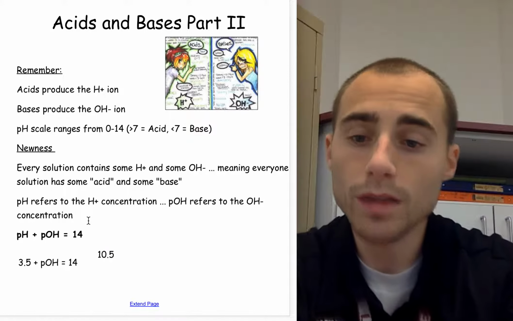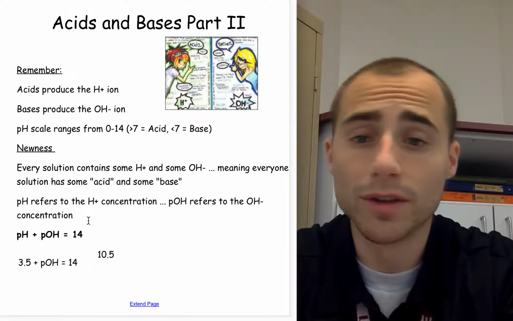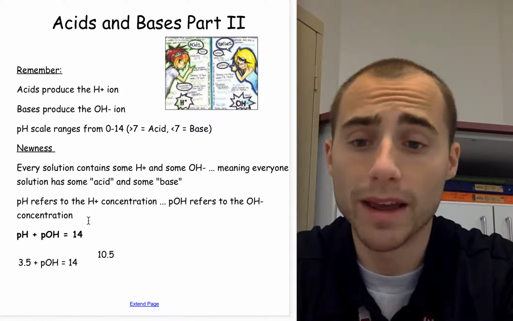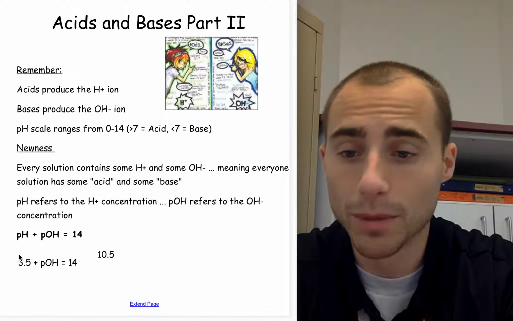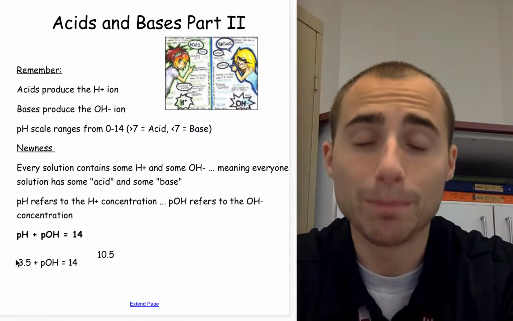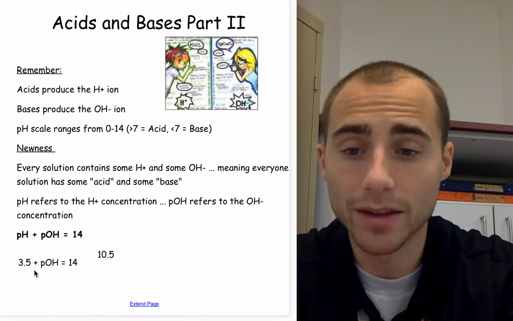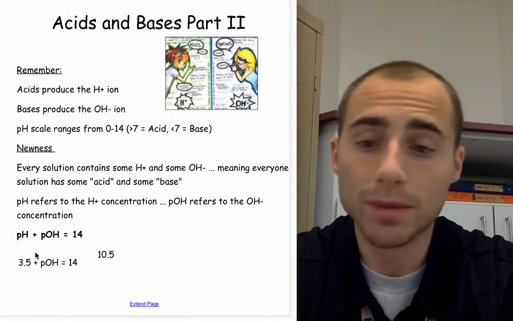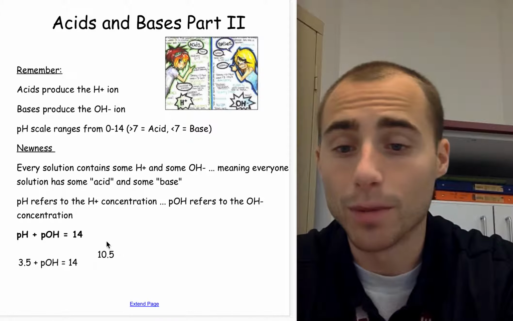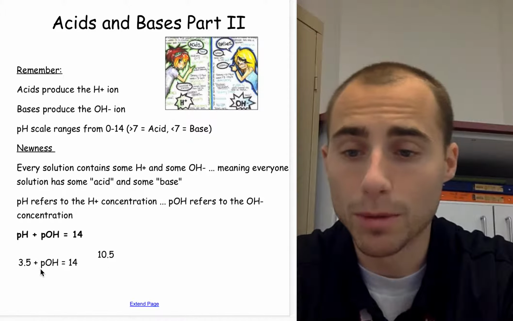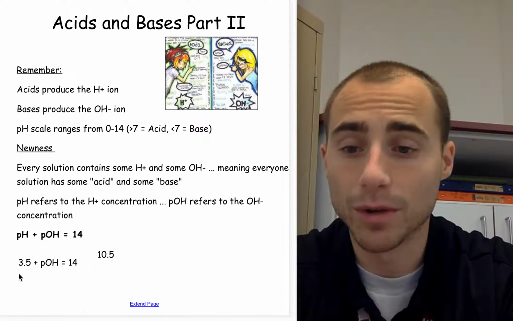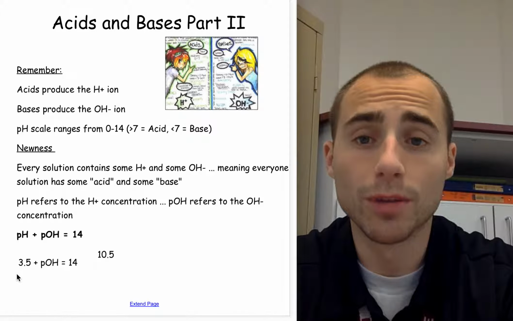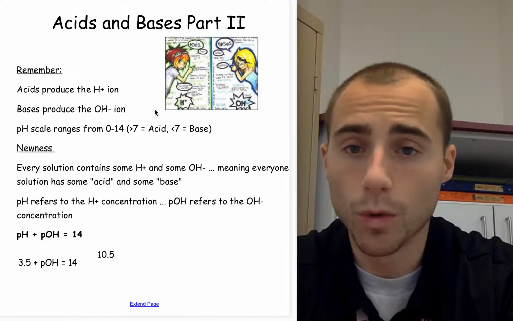Now, when we are trying to determine whether something is an acid or a base, we still want to pay attention to the pH. So remember, the pH has to be less than 7 to be an acid and more than 7 to be a base. So in this situation, our pOH is 10.5, our pH is 3.5, therefore we have an acid, because we are looking at the pH to determine whether it is an acid or a base.